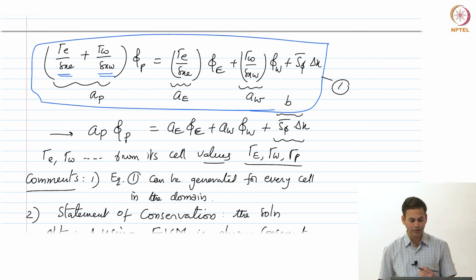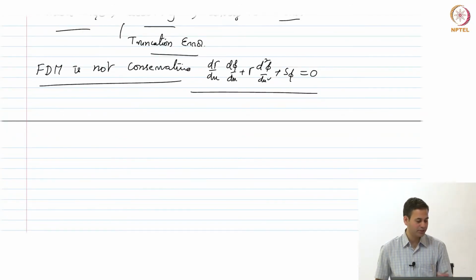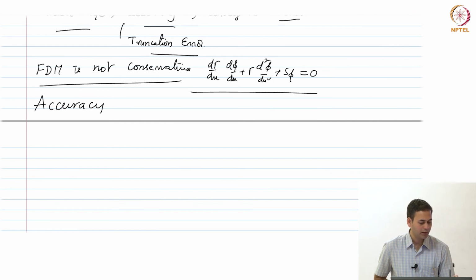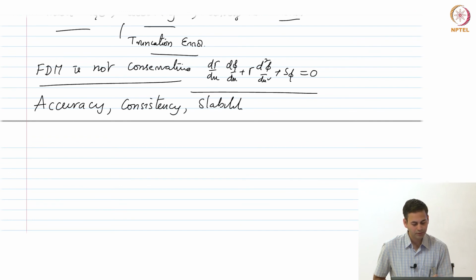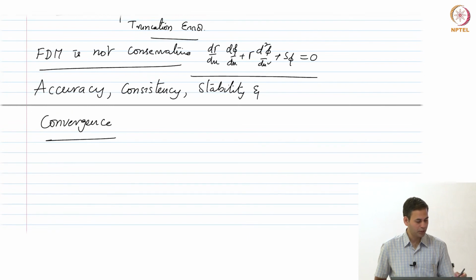Let's move on. So we have a few more small things here, which are these kinds of definitions, such as what is accuracy. So we're going to look at what is accuracy, consistency, stability, and convergence. So these things are what we are going to look at, and we should also be looking at the solution procedures.